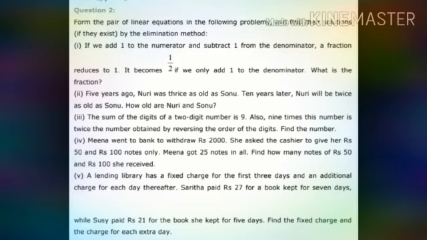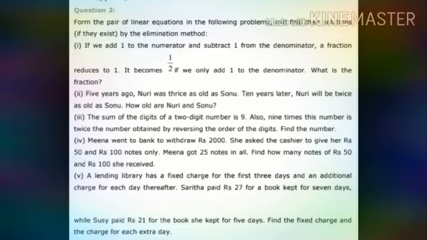This is a fraction problem, so we have to consider the numerator and denominator, or directly a fraction. So the fraction is x upon y, suppose. Then what is the first condition? That x plus 1 upon y minus 1: 1 is added to the numerator, 1 is subtracted from the denominator.